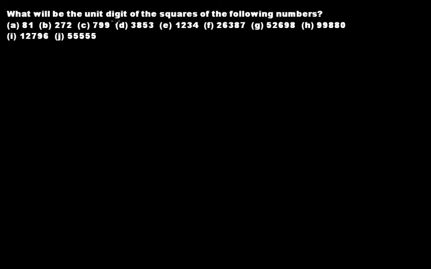What will be the unit digit of the squares of the following numbers? We have some numbers here, and in each of these cases you have to tell that if you find out their squares, then what will be at the unit place of those squares.